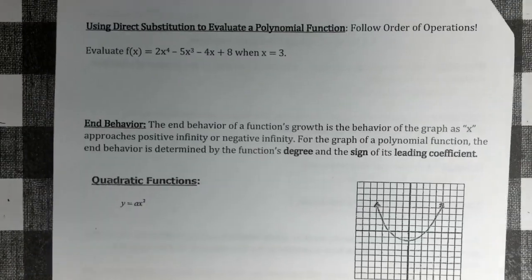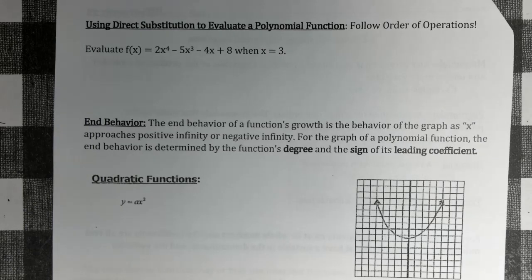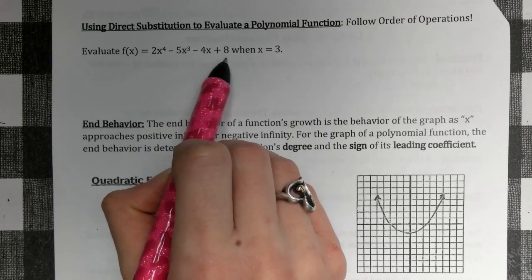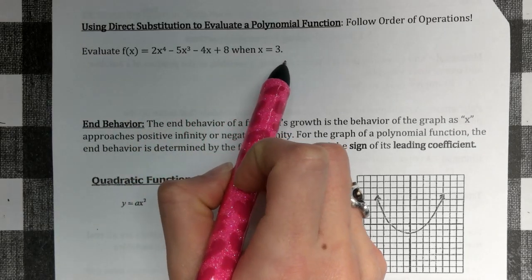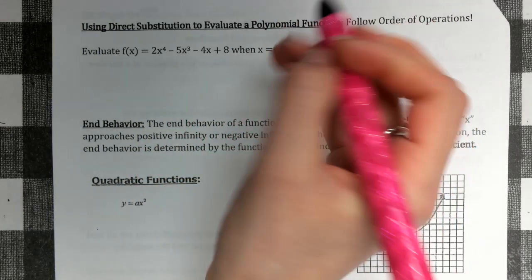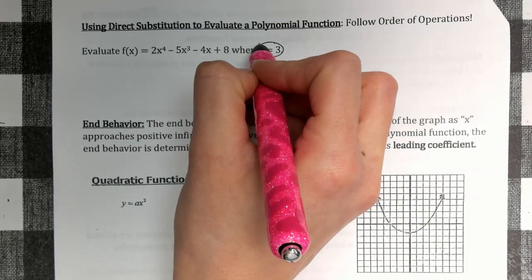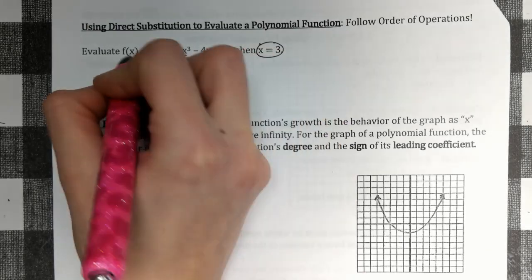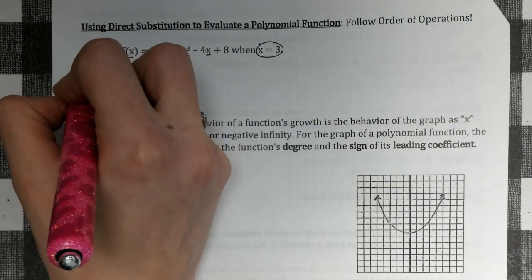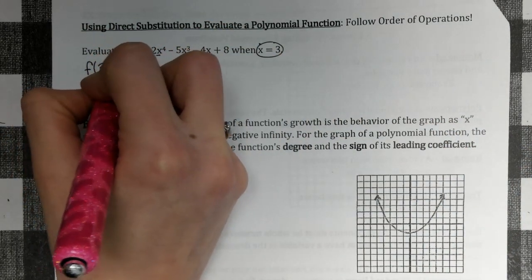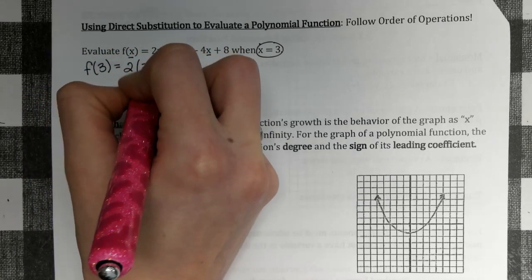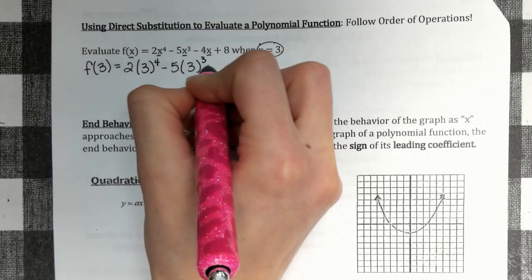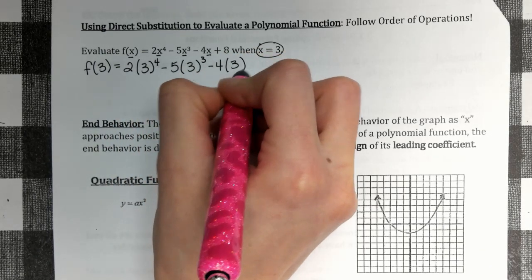Now, when I tell you to evaluate f of x equals 2x to the 4th minus 5x cubed minus 4x plus 8 when x equals 3, you're going to start that like you would any other thing. You're going to take this x equals 3 and use direct substitution. Everywhere there's an x, you're going to replace it with 3. So f of 3 equals 2 times 3 to the 4th minus 5 times 3 to the 3rd minus 4 times 3 plus 8.